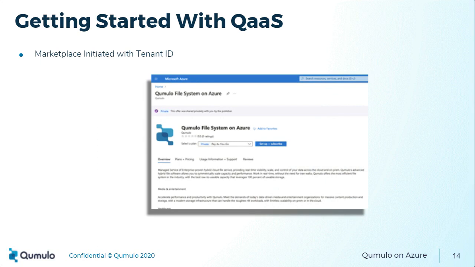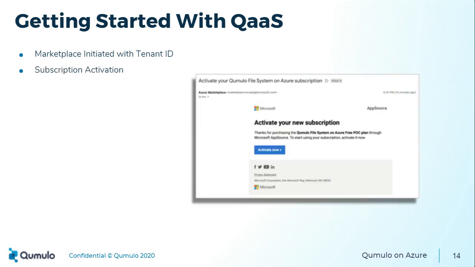So like I said, this is a very simple endeavor to go into Qumulo as a service running in Azure. You do all of this through the marketplace. All you need as a customer is your tenant ID. You go into the Qumulo file system on Azure, and you use your customer tenant ID. It activates your subscription directly in the marketplace. You'll get a nice email from the Azure Marketplace telling you that your Qumulo file system on Azure is up and running. You can do this as a free POC to start and then roll right into it. But this notification says your subscription is active after just one step in the marketplace.